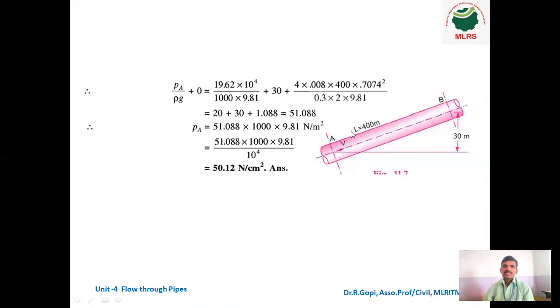Now let us see. Consider this dark line as the datum line. At the datum line, A is 0, and at B this side is 30 meters. So Z1 is equal to 0 and Z2 is equal to 30 meter.